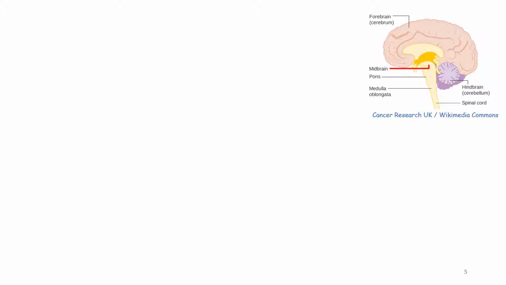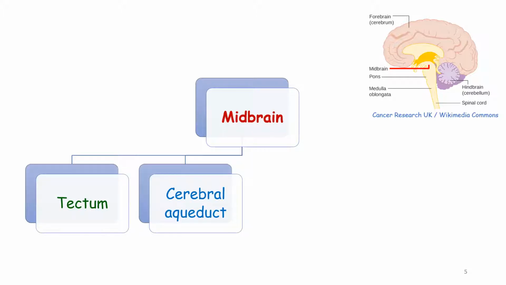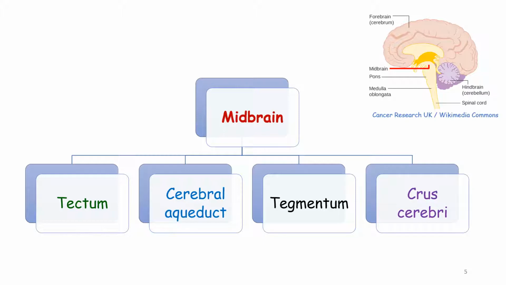The midbrain is the area of the brain that connects the forebrain to the hindbrain. The principal regions of the midbrain are the tectum, the cerebral aqueduct, the tegmentum, and the crus cerebri.